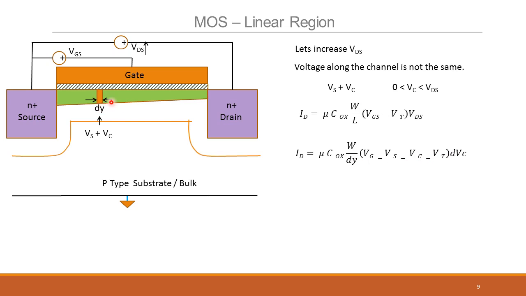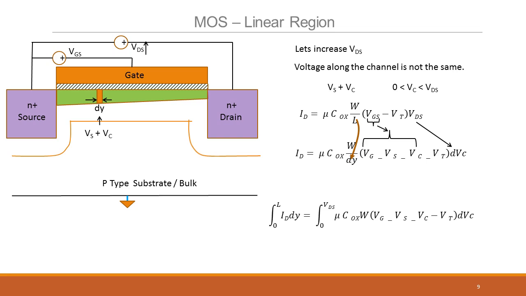And what is the voltage drop across this? We'll call it dVc. That's a small change. There's a drop across this small region. The absolute potential is Vc. Let the drop in the potential across the small region be dVc. So VDS is replaced by dVc. So this is the current. This is what I'm explaining right now. So I into dy, I'm just taking the dy this side, is mu Cox W (VGS minus Vs minus Vc minus Vt) dVc.